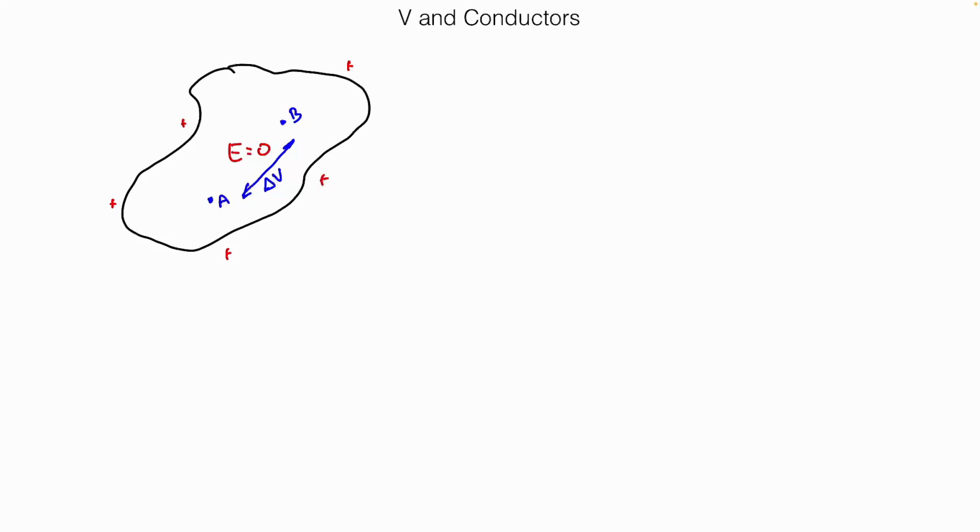So electric fields being 0 inside conductors guarantees that inside that conductor the potential difference is 0, but that does not mean the potential is 0. It means that the potential is the same everywhere on that conductor.